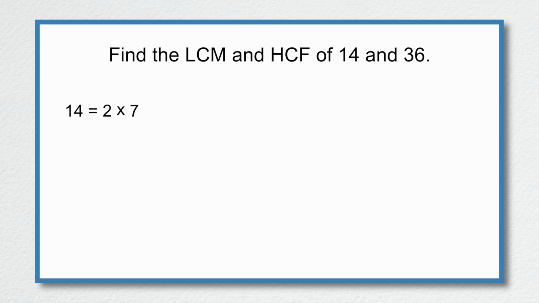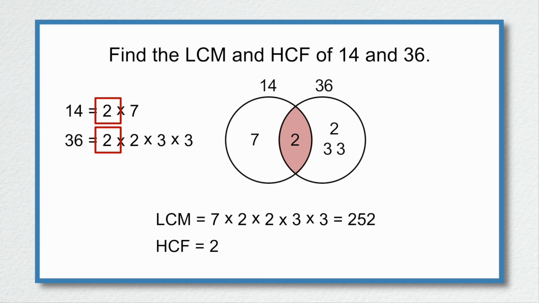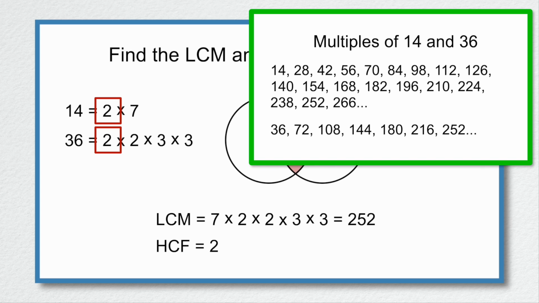The prime factors of 14 are 2 and 7, and the prime factors of 36 are 2, 2, 3 and 3. We can see that the overlapping prime factor is 2. This is how it would look on a Venn diagram. So the lowest common multiple is 7 multiplied by 2 multiplied by 2 multiplied by 3 multiplied by 3, which is equal to 252. And the highest common factor is 2. If we were using the other method, well, here are the multiples of 14 and 36. And we can see that the lowest common multiple is 252.